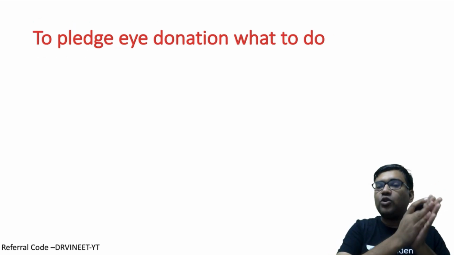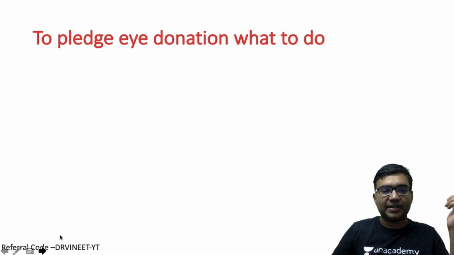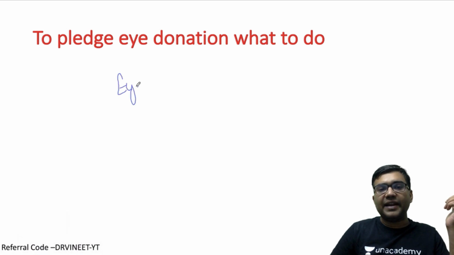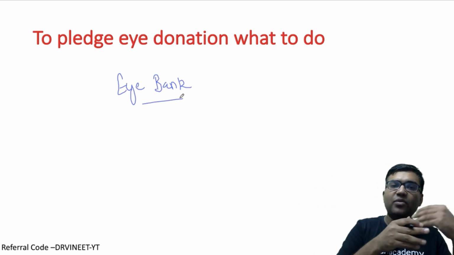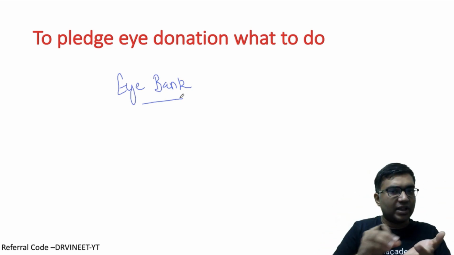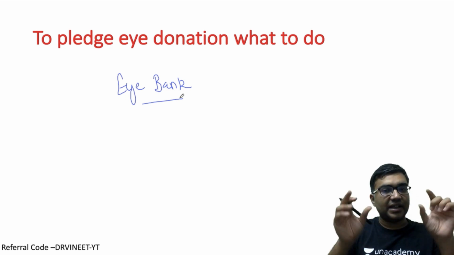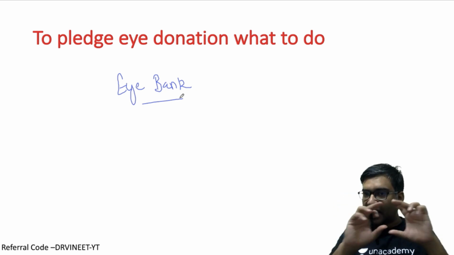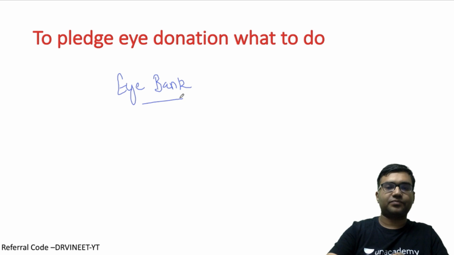So to pledge eye donation, what you have to do, you have to basically register yourself in an eye bank. So you can go in an eye bank or just call them even after death and tell them the history of the patient, and these people would come, take the eye, take a sample of blood also for the testing, and they would give you the certificate. Now the eye banks are giving the pre-existing cards also, okay, for those patients who pledge eye donation after death.